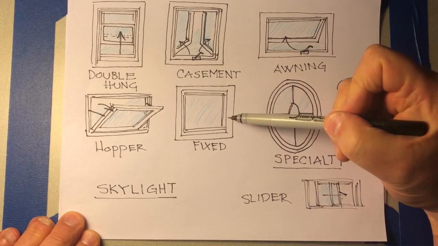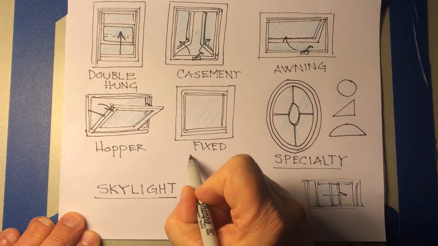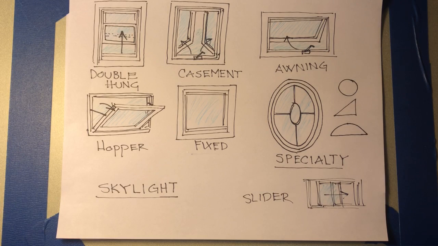If the sash is fixed, well, we have the fixed window style. All right, that means that the sash does not open, and it comes in a variety of different sizes and dimensions. And you may have seen a really large one in your home called a picture window, and that's just a general term for a really large fixed window.